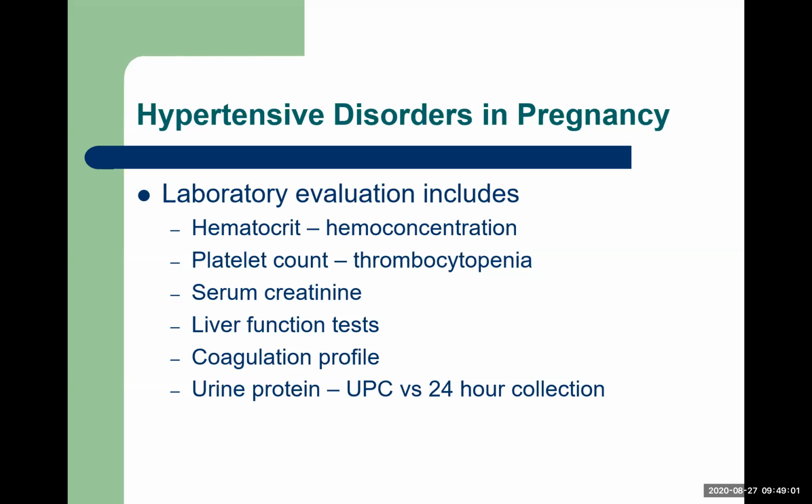We also look at their coagulation profile, and it's very important to remember that fibrinogen in pregnancy of less than 200 is abnormal. So we do want to keep that fibrinogen high enough, especially if we need to perform surgery on these patients. And then again, the urine protein, which we nowadays do as a UPC. There might be some rare indications to do a 24-hour urine collection, but most likely we just do a UPC.